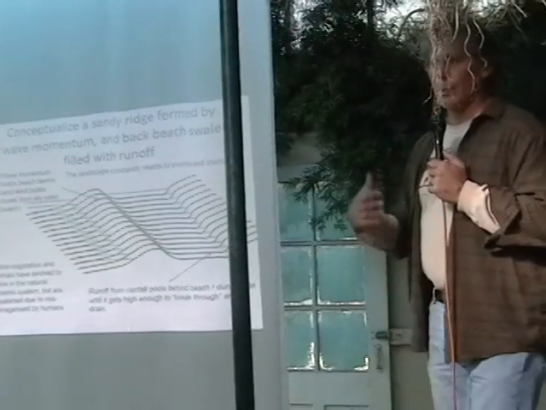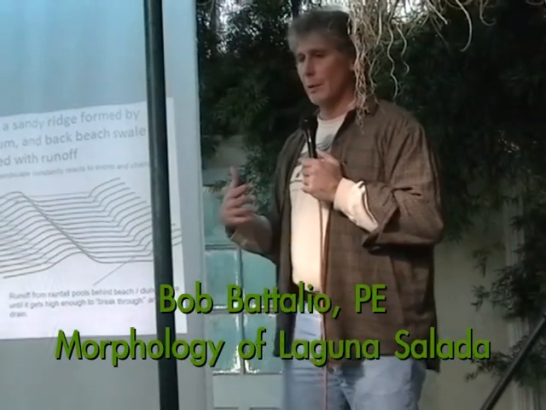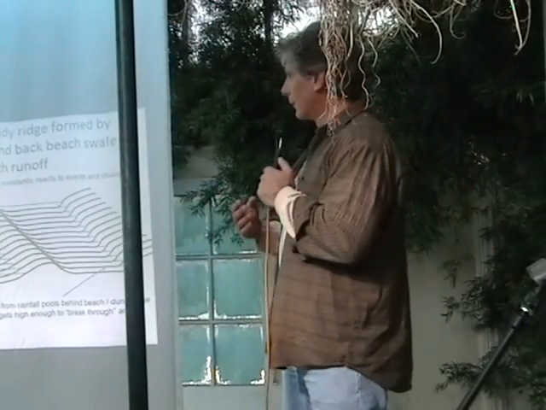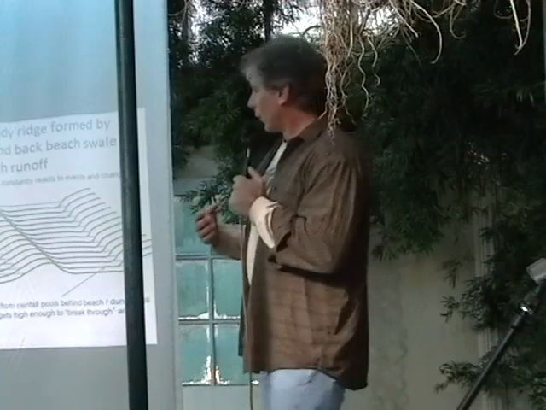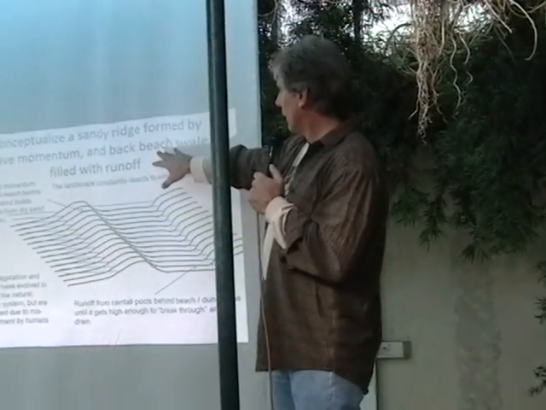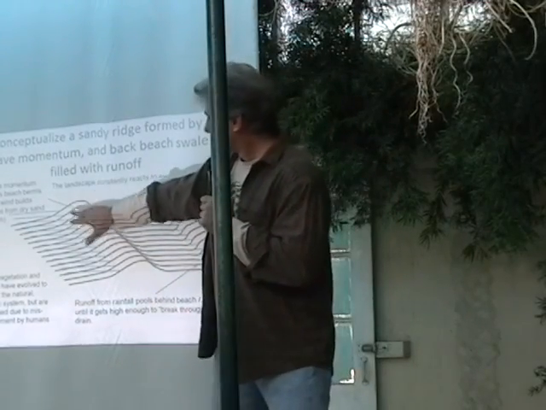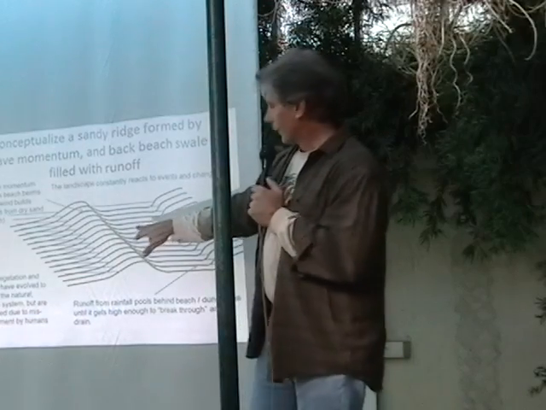Well, now I want to talk a little bit about morphology, something that I think has been missing from the discussion. So if we can conceptualize a sandy ridge formed by wave momentum and a backbeach swale filled with runoff. So let's take this brown as being the ground surface.